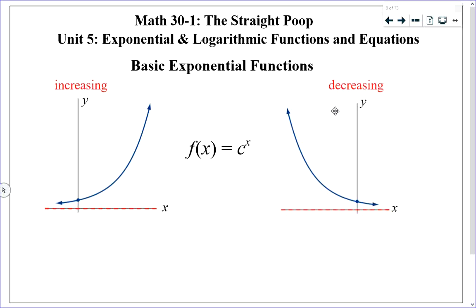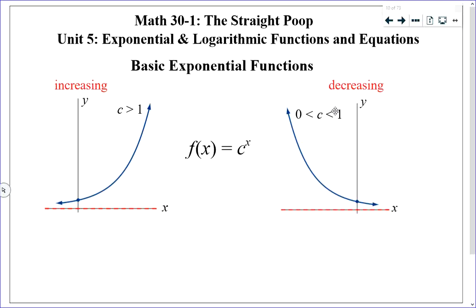What distinguishes these two graphs from each other is the value of the base in the exponential function. If the base is a number bigger than 1, then the graph of the function will show an increasing trend. But if the base is a number between 0 and 1, it will show a decreasing trend.